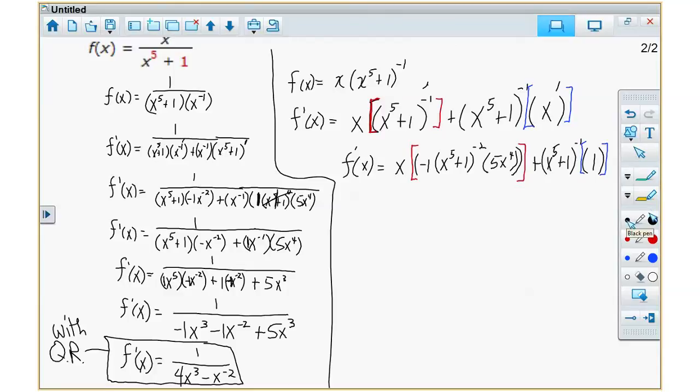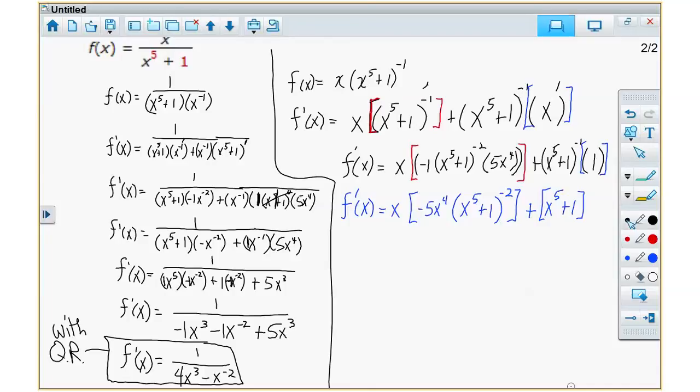Okay, so that's going to be f prime of x is equal to x, and let's clean this up a little bit. What's 5x to the 4th times negative 1? Negative 5x to the 4th, (x to the 5th plus 1) to the negative 2, close brackets, plus, and that's just x to the 5th plus 1. I'm just going to put that in brackets because that's 1 times that.